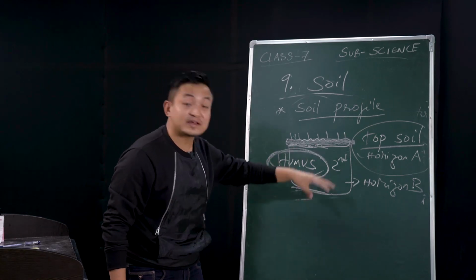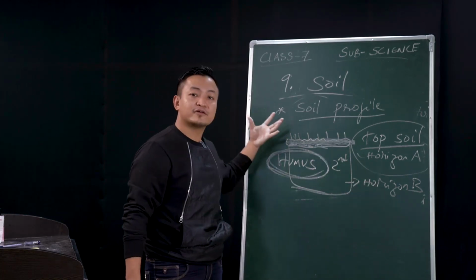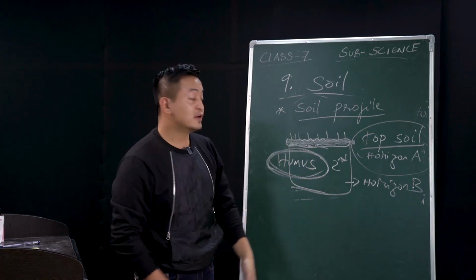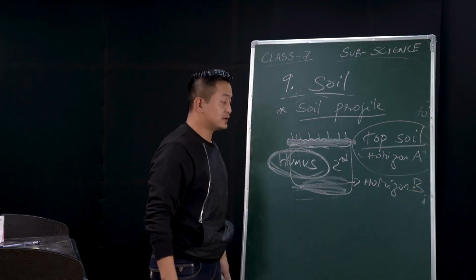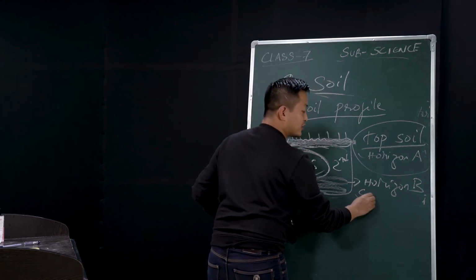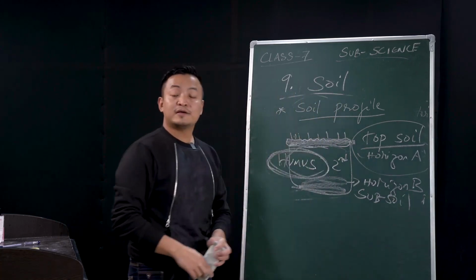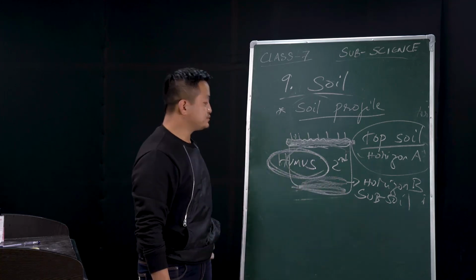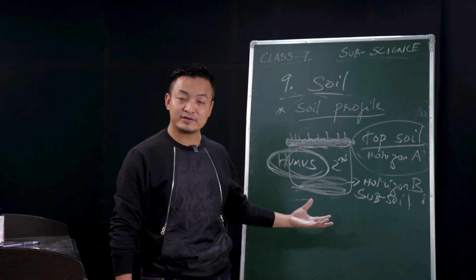Now the second soil is where the rainwater is collected. After the rainwater falls, it is collected deep inside, right? So we'll see that rainwater is collected in this subsoil. Clear? So the other word for horizon B would be subsoil. Subsoil, horizon B. Now, let's talk about the third layer of soil.